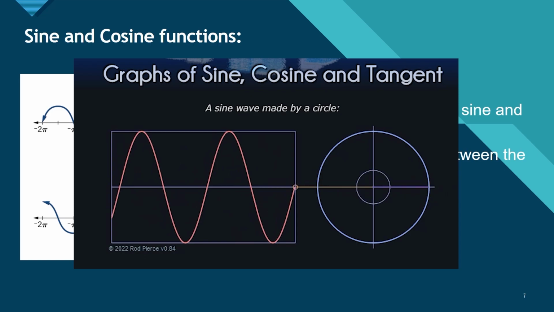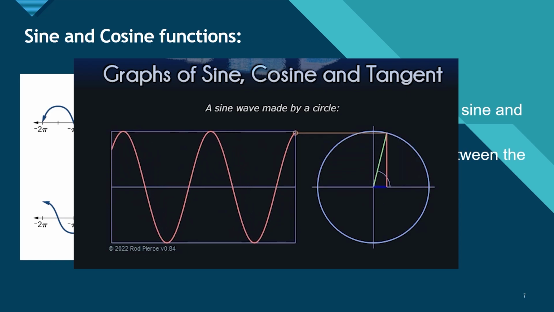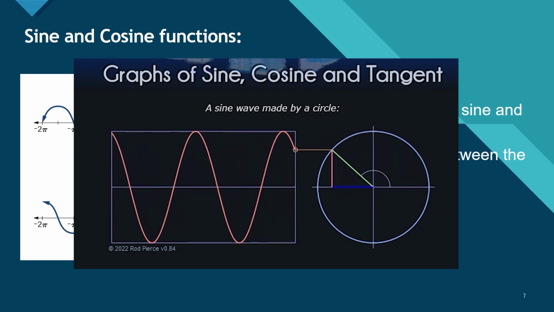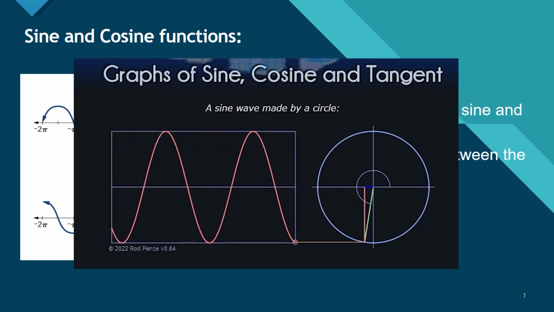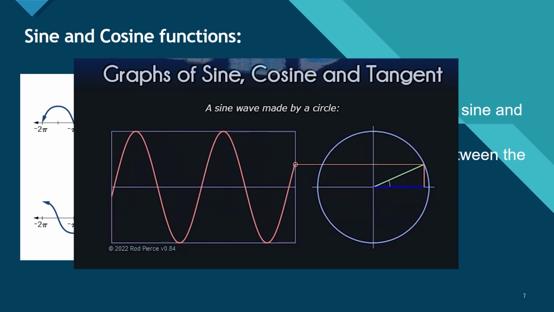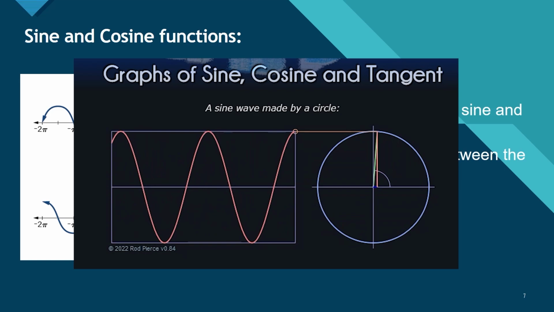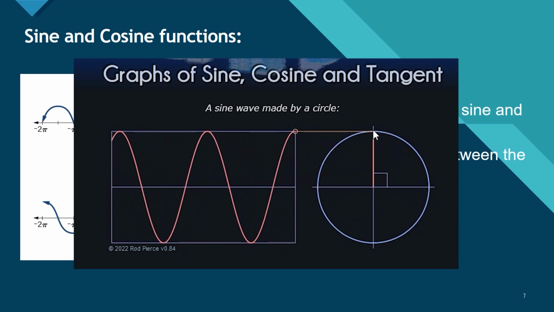Now here we have a circle on the right side and we have the sine function on the left. You see how it starts? Now the hypotenuse is green, the adjacent side is blue, and the opposite side is red or pinkish. So you can see how the value of the pink side, the opposite side, changes with the sine function.